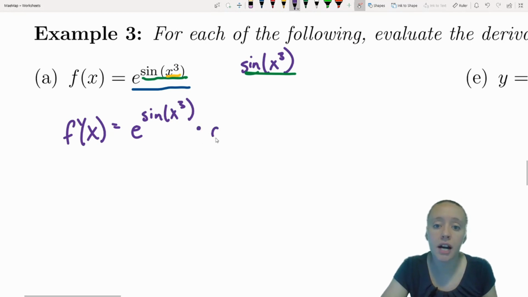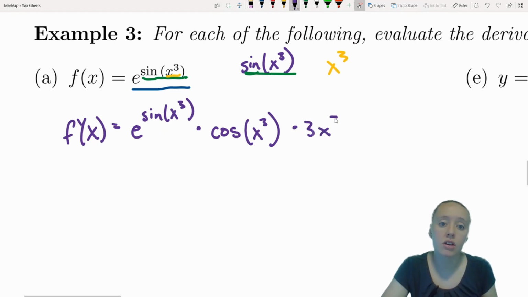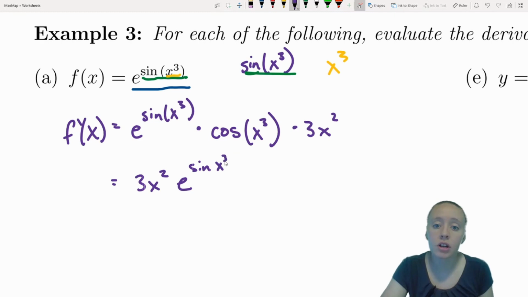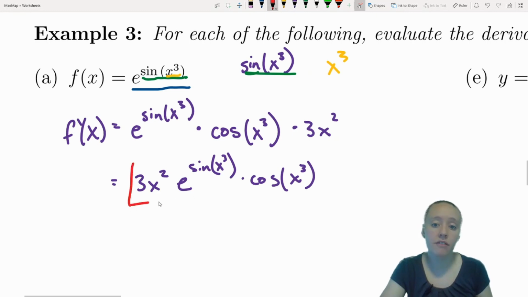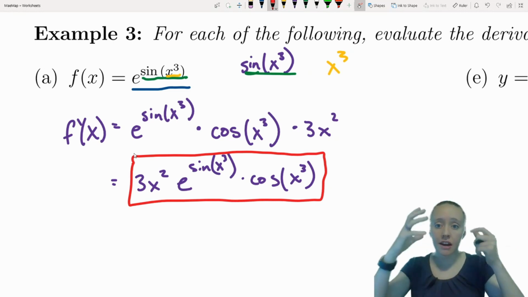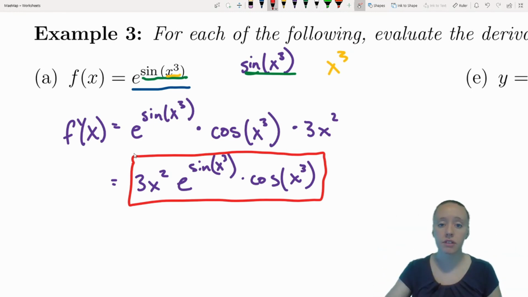So this all gets multiplied by the cosine of x cubed. But then finally, we're taking the derivative of that innermost function, the derivative of x cubed. So that gets multiplied by 3x squared. So writing this all out, we have 3x squared e to the sine of x cubed, all multiplied by the cosine of x cubed. And that's the derivative in part A. Again, we started with that outermost function, took that derivative, then did the next function's derivative, and then finally multiplied by that innermost function's derivative.